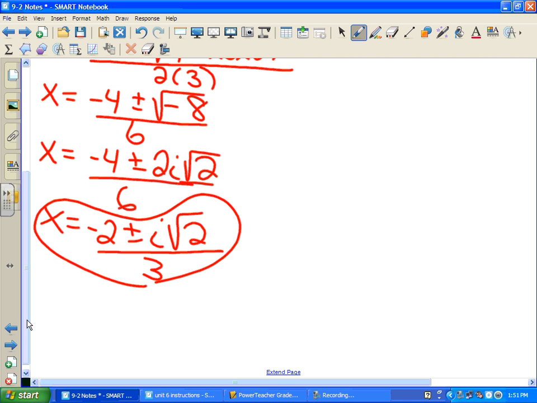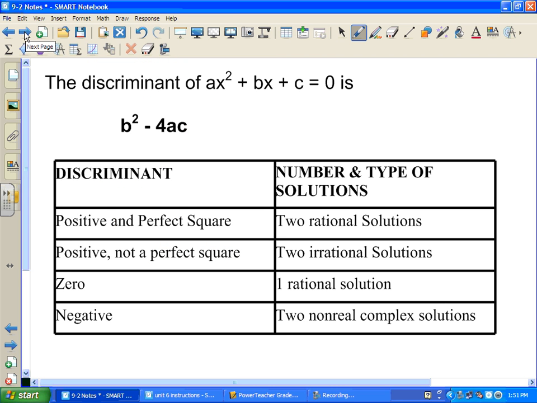Any questions? That's our 4 main problems. Okay, I am going to show you one more thing.